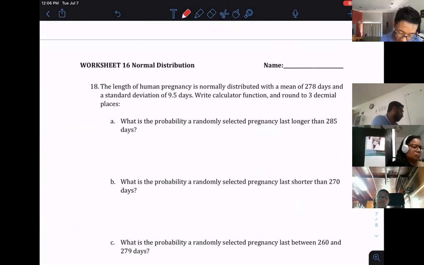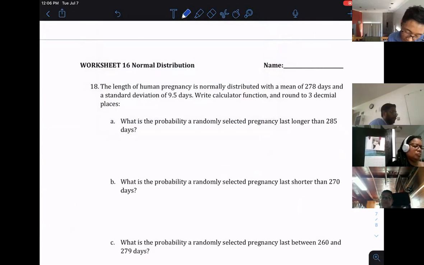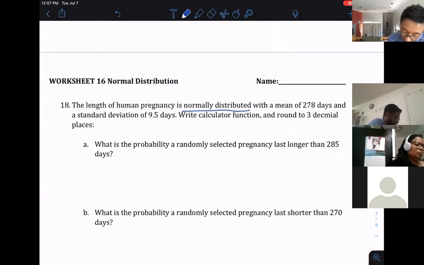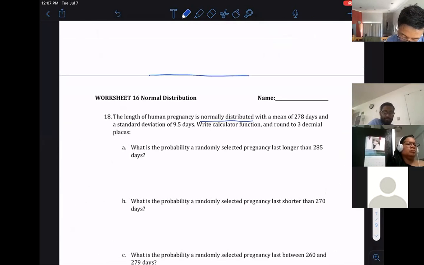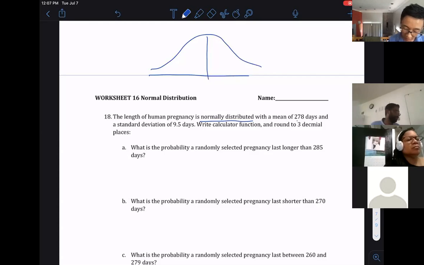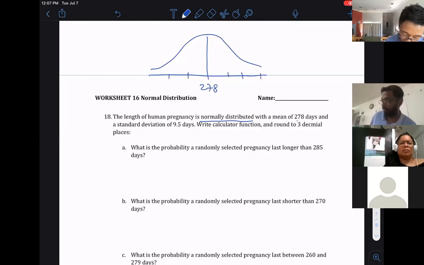So this is about pregnancy. It's not a z-score anymore, but it's still normal. They give you a different mean and a different standard deviation, so my graph is going to look different. The shape is going to be exactly the same, but let me draw this. Instead of putting 0 in the middle, I'm going to put 278 because average pregnancy is not 0 days. The standard deviation is 9.5, so I go by 9.5.